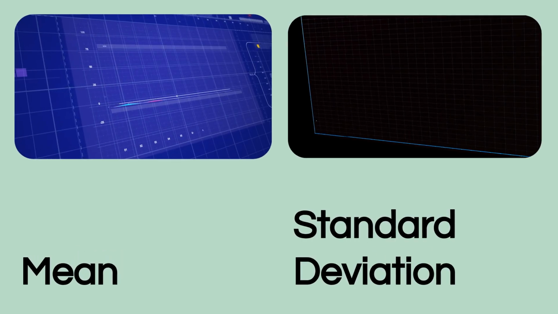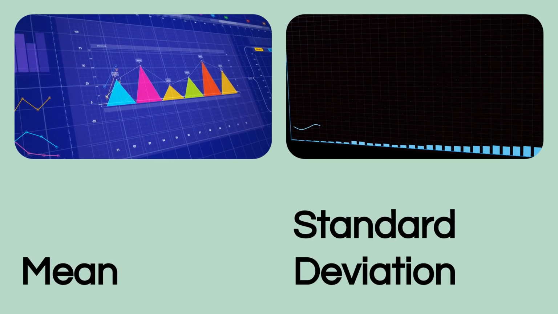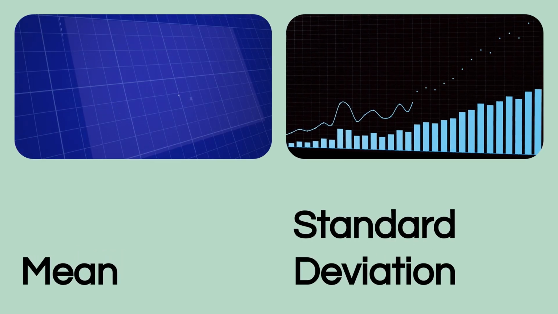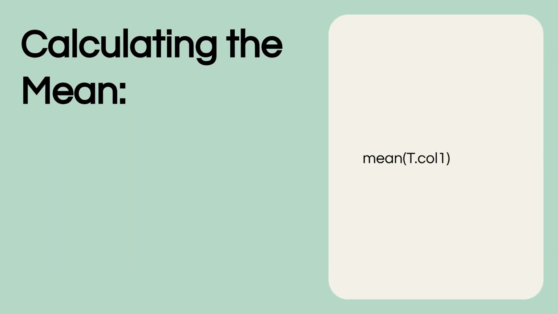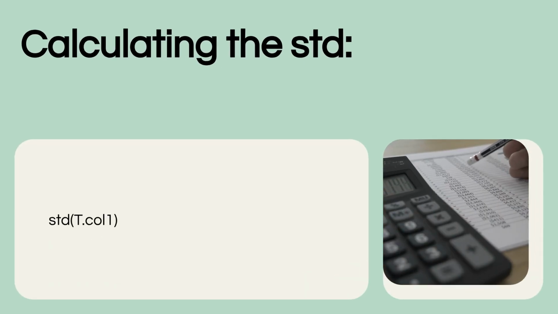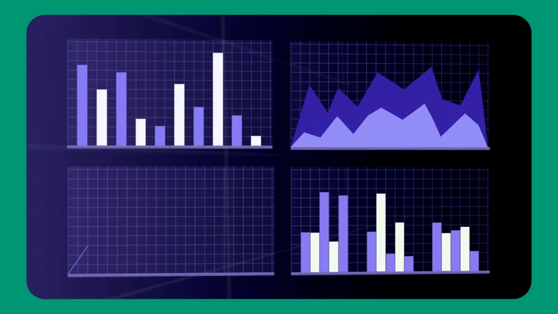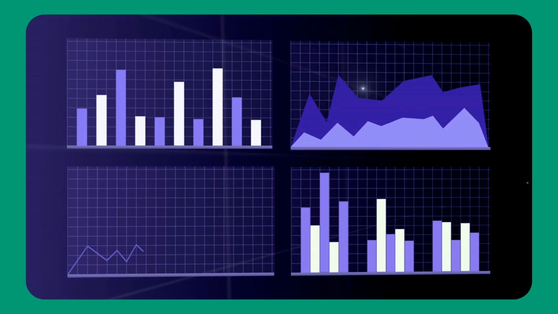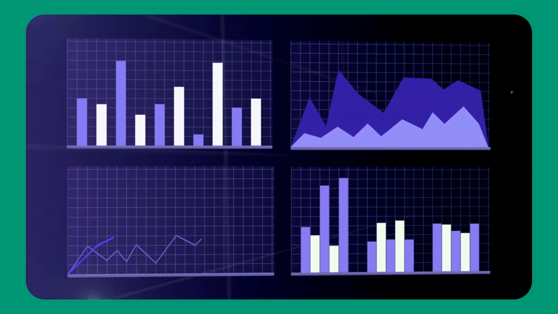Our main focus today is on the two fundamental statistical measures, the mean and the standard deviation. To find the mean of a column in your table T, use the mean function, like this: mean(T.col1). Similarly, the standard deviation is easily calculated using the std function, std(T.col1). Statistical analysis isn't complete without data visualization, which helps us interpret data easily.